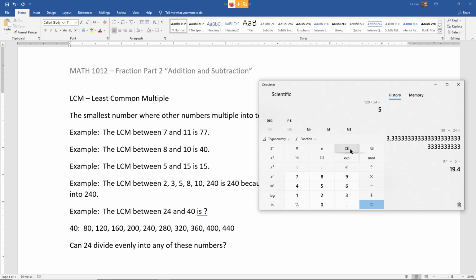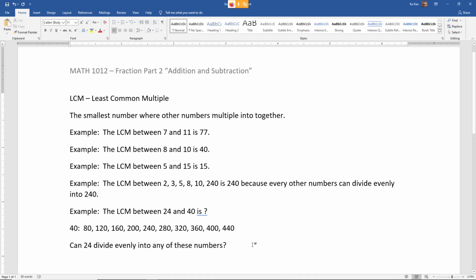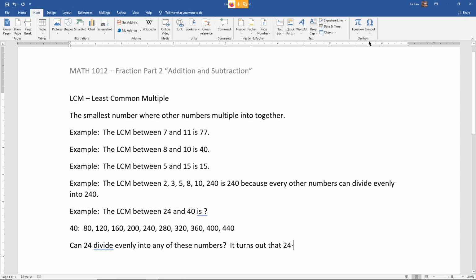120 divided by 24. Oh, turns out this guy works. You see this? 24 goes in there 5 times. So it turns out that 24 times 5 equals 120. So therefore 120 is the LCM. So I did not have to list all the other numbers, but I used to list at least 10, just to be safe, because I don't want to be doing both at the same time, right? So that's the LCM. So LCM's not too bad.